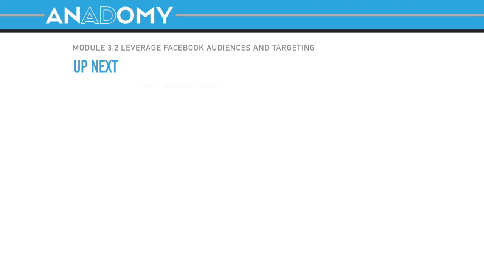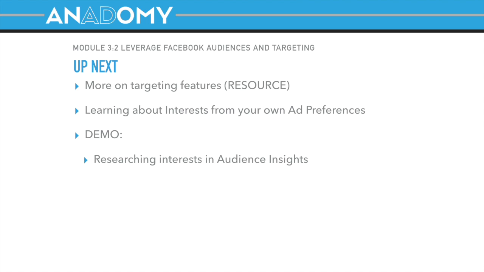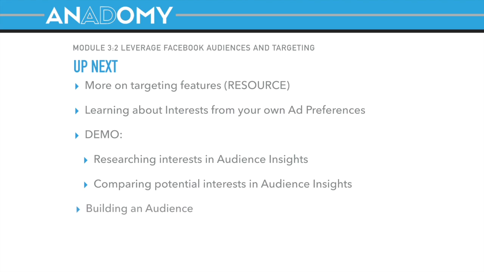So let's give an idea of where we're going, and then I'm going to get off this screen and go to a live demo inside of my browser. We're going to focus more on targeting features, and I'll give you a valuable resource that you can use for that. We're also going to be learning about interests from our own ad preferences. I'm going to give you a live demo, and we're going to cover researching interests inside of Audience Insights. We're also going to be able to compare potential interests inside of Audience Insights as well. Let's say there's two thought leaders like I mentioned a moment ago. We want to see which one has a better match with the target audience that we're after. We can compare these side by side and see which one might be more appropriate for us to target. We're actually going to go through the process of building an audience, and we're going to do this both inside of Ads Manager and inside of Power Editor. I hope you're just as excited as I am. Let's go ahead and dive right in.